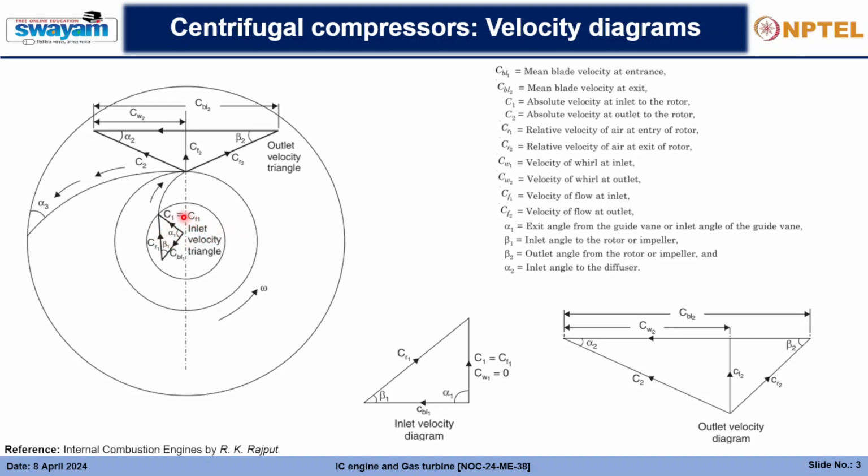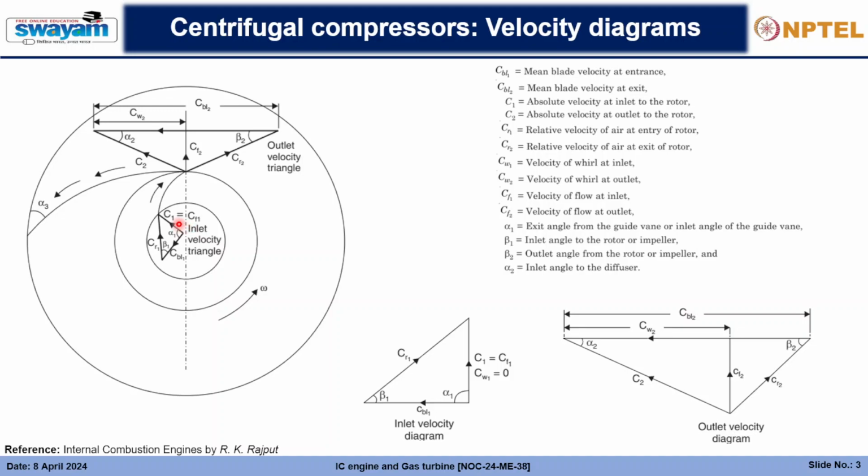Here, since the air is entering radially, the flow and the absolute velocity will be in the same direction and have the same magnitude, since there is no whirl component here at the entry. The whirl component comes later, when the air enters, so that's where the velocity of whirl at the inlet exists. CW2 is the velocity of whirl at the outlet here. We'll talk about the outlet later.